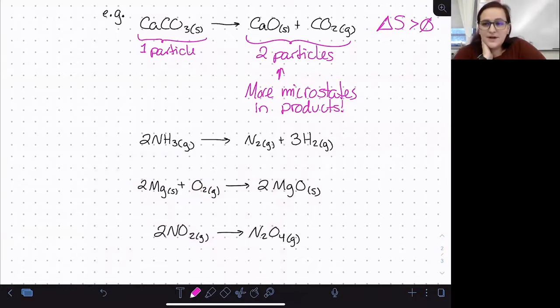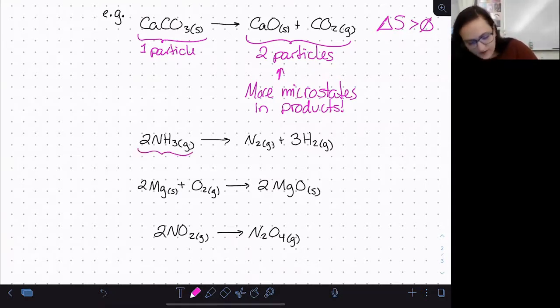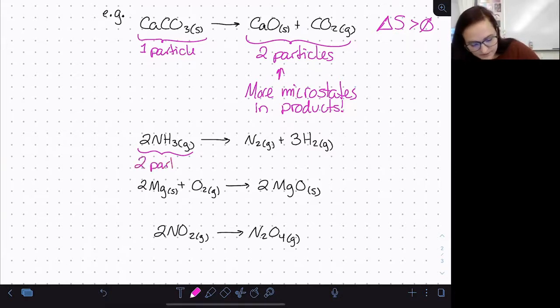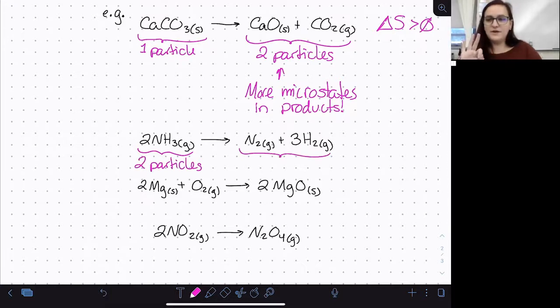So as we look at these next reactions, at this point, we're just comparing how many molecules are on each side. So one thing we want to be aware of is that we do factor in the coefficients to those numbers. So on the left-hand side of this reaction, we have 2 molecules of NH3. Remember that the coefficients are representing separate copies of the same molecule. So those are 2 independent particles. So we have 2 particles on the left. We have 1 nitrogen plus 3 hydrogen for a total of 4 particles.